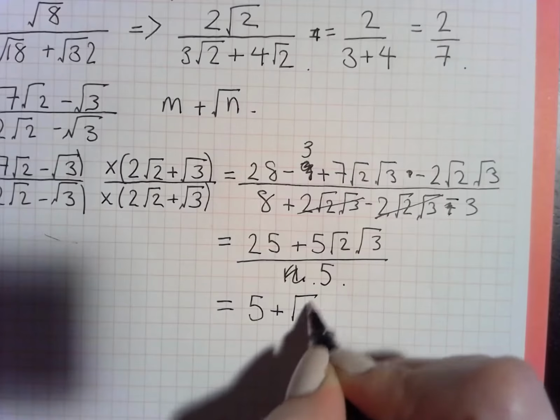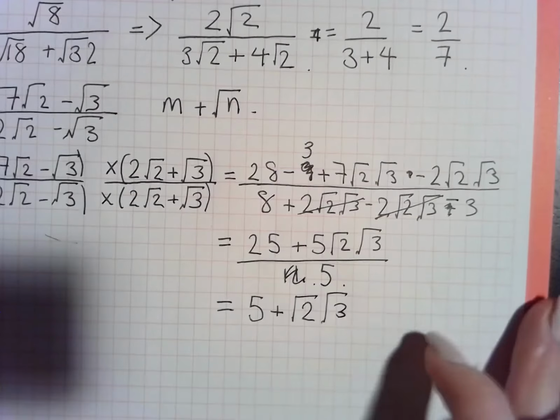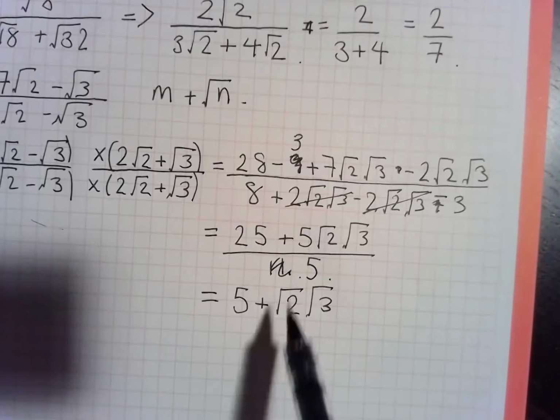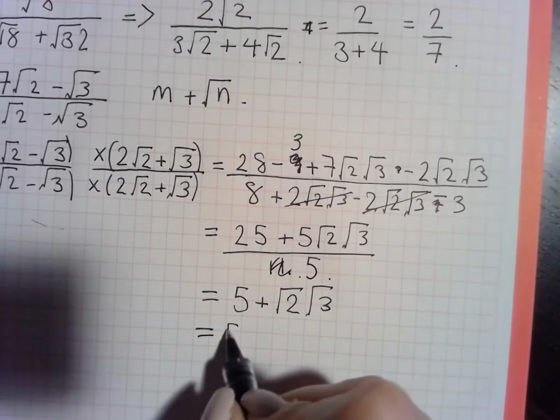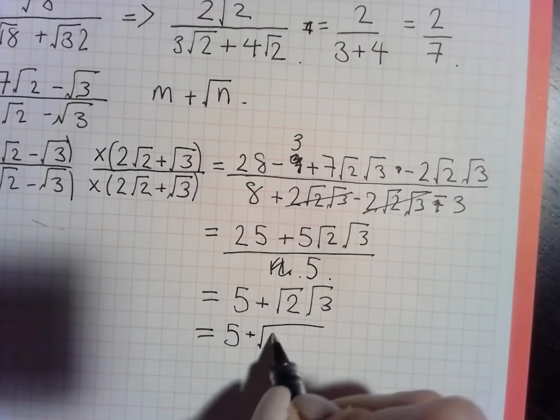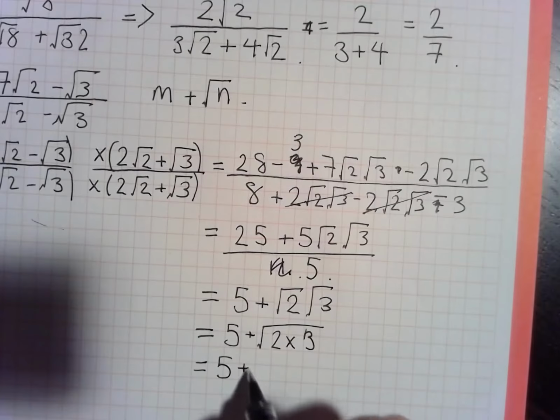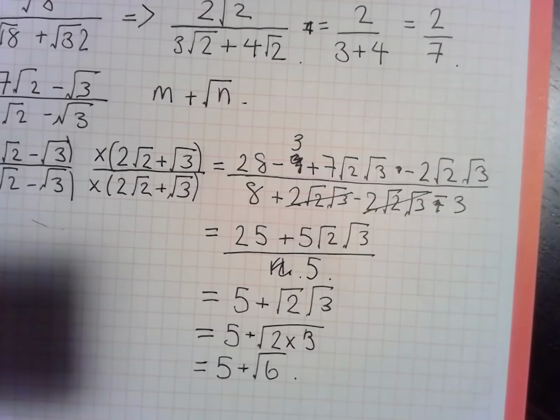5 plus root 2 root 3, and obviously to be in this form, we need to just multiply these two numbers together because that is the same as this, which is the same as that. And there you have your answer.